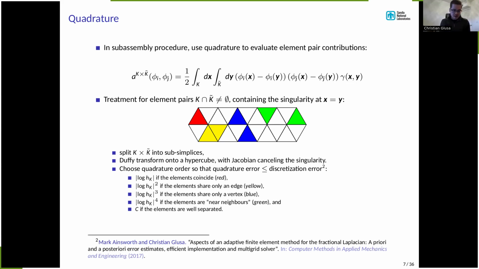And if you then analyze these quadrature rules, you end up showing that the order of your quadrature rule is dependent on your element sizes, and so you have to increase the order of the quadrature rules as you refine your mesh, or it depends on the local element size. Next slide, please.